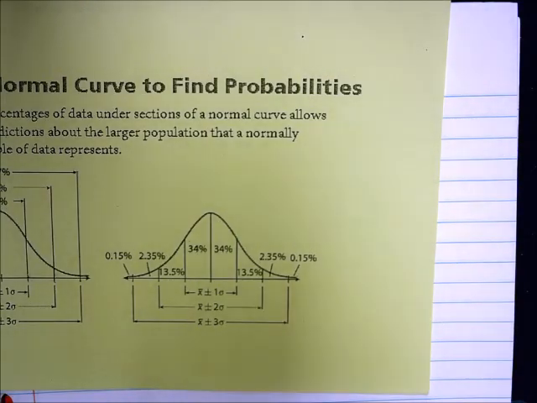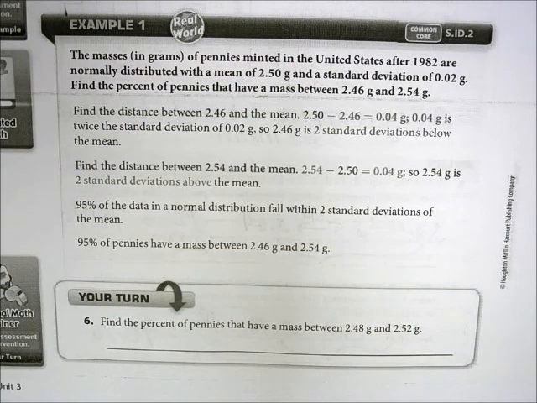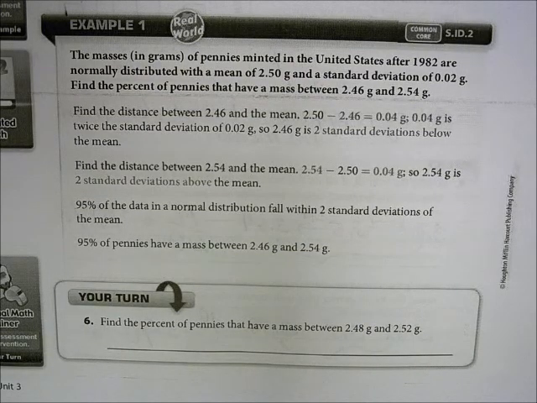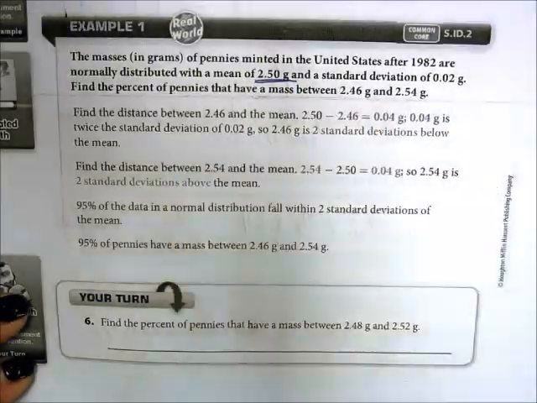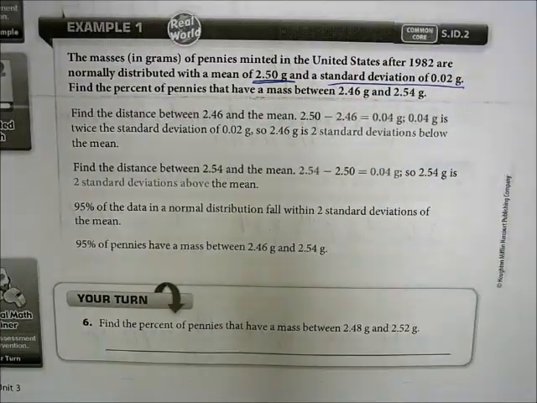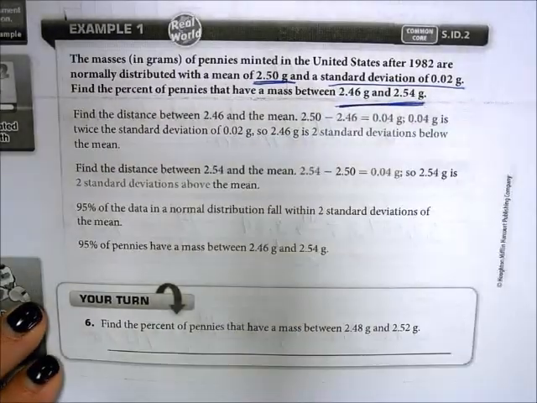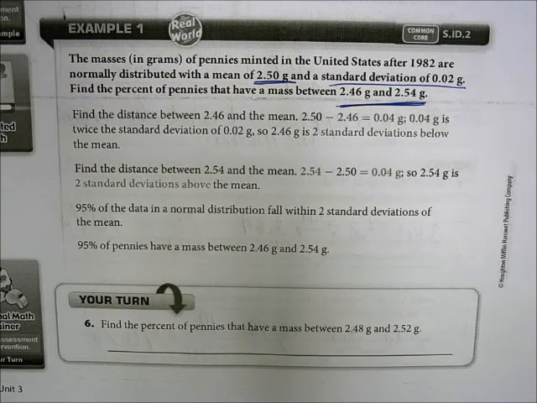So let's put an actual story to this. It'll make more sense when you see it in a story. Getting rid of the babies for a minute, moving on to pennies. The masses in grams of pennies minted in the United States after 1982 are normally distributed with a mean of 2.5 grams and a standard deviation of 0.2 grams. Find the percent of pennies that have a mass between 2.46 grams and 2.54 grams.